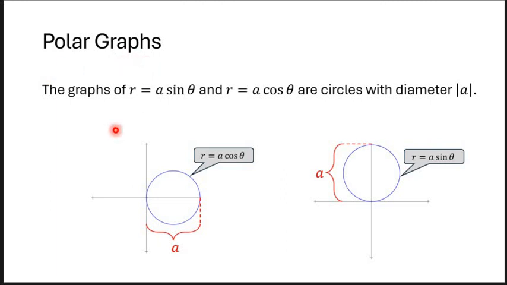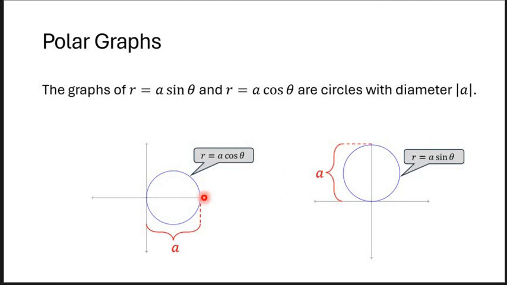Polar graphs. The graphs of r equals a times the sine of theta and r equals a times the cosine of theta are circles with diameter equal to the absolute value of a. So here we have the graph of r equals a times the cosine of theta. A few things you should notice is that the diameter is actually equal to the value of a. You should also notice it's tangent to the y-axis and that it's symmetric to the polar axis.